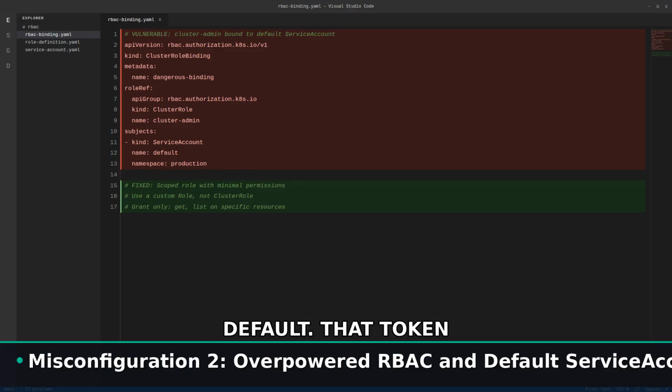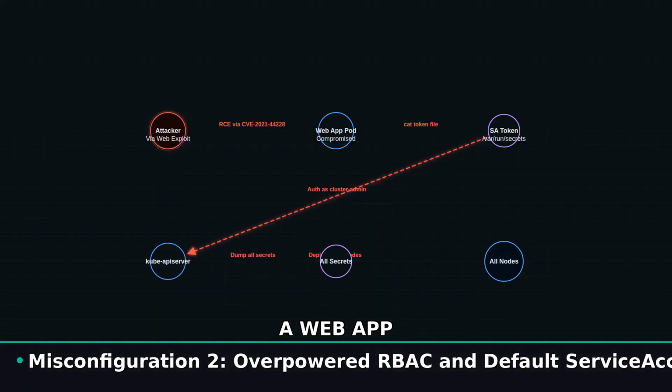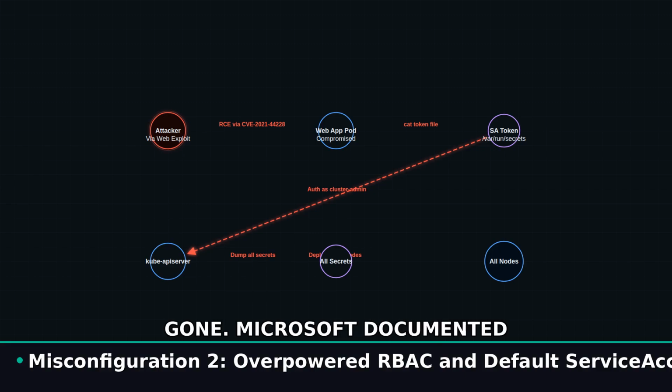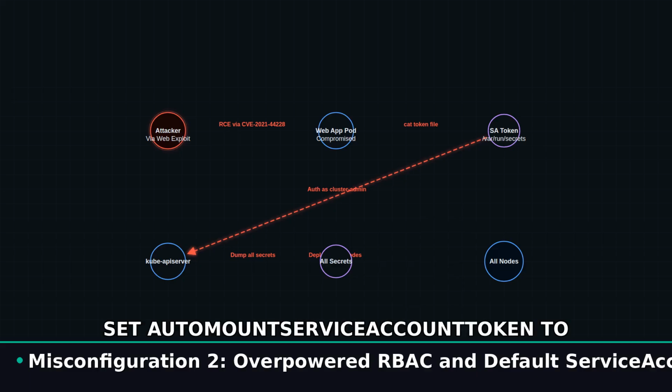Every pod gets a service account token mounted automatically, by default. That token lives at a known path inside every container. If an attacker pops any pod, through a web app bug or supply chain compromise, they grab that token. If it has cluster admin rights, the whole cluster is gone. Microsoft documented exactly this pattern in the Siloscape malware campaign in 2021. A Windows container escape led to cluster admin token theft.